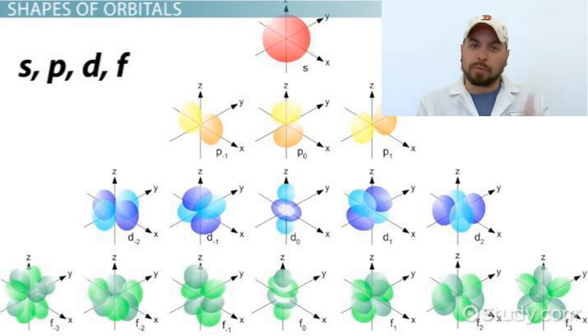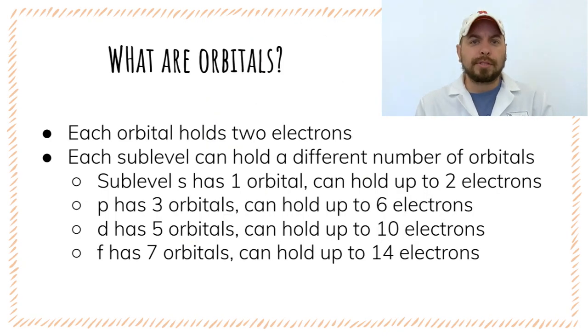Now, the AP has removed shape from the curriculum. We don't need to know shape anymore. So you don't need to know that an S sublevel is spherical or that a P sublevel looks like a dumbbell. But you do need to understand that electrons do exist within these orbitals. And these orbitals make up sublevels.